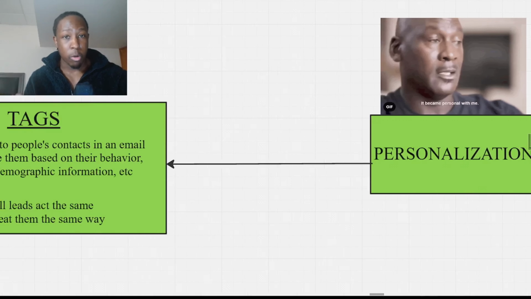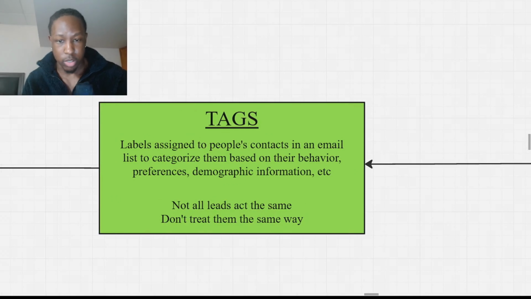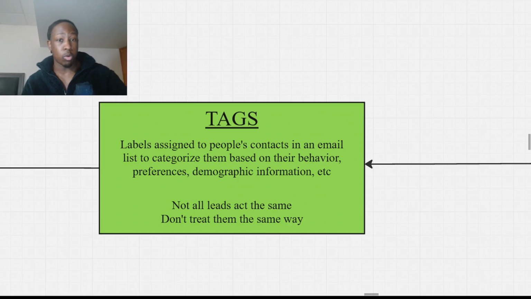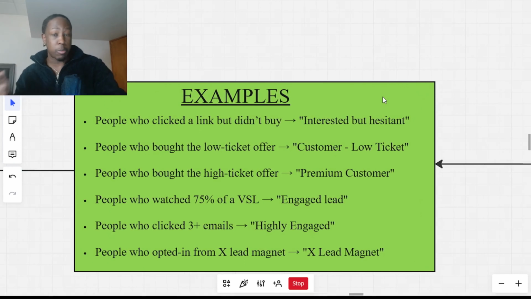So something very important to personalize your emails way more and get more money is to use what we call tags. Okay, so some labels assigned to people's contacts in an email list to categorize them based on their behavior, preferences, demographic information, and some more information, okay? Because not all leads act the same, so don't treat them the same way. Like I said, someone who's warm and someone who's cold, you cannot send them the same types of pitches about your offer. Now here are some examples of tags that you can actually use to differentiate people from their actions, okay?